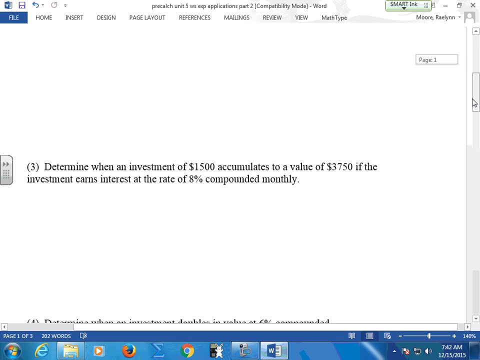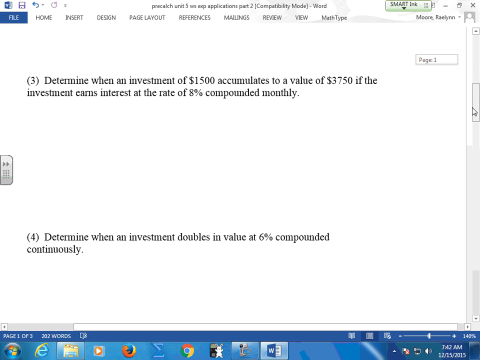I'm going to leave that one because you can do that one. So let's take a look at number 3. Determine when an investment accumulates to a value of $3,750 if the investment earns interest at a rate of 8% and is compounded monthly.